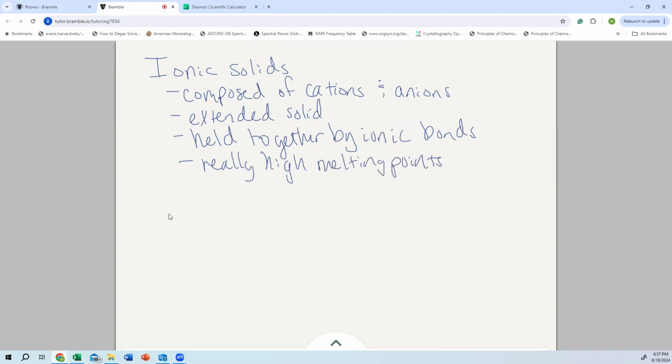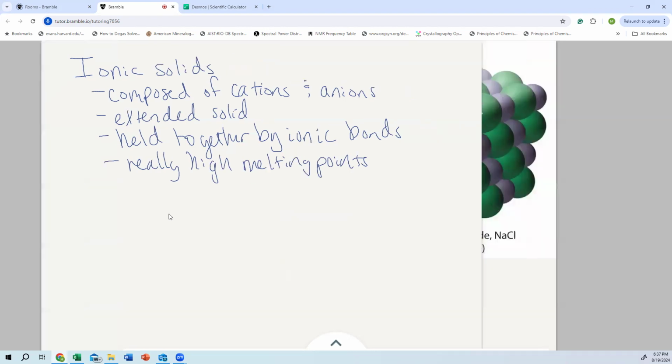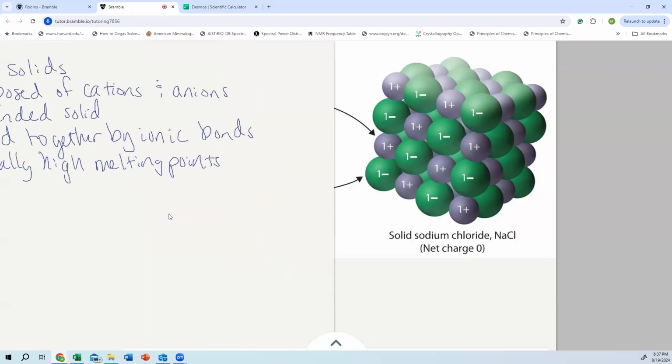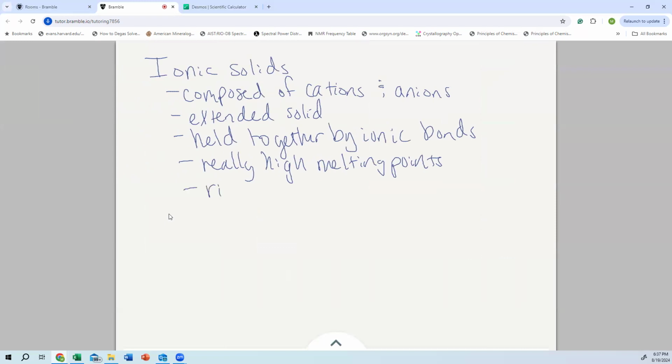However, unlike our metallic solid, where our atoms themselves are able to move past one another, here we've got a solid where we have cations surrounded by anions, anions surrounded by cations, and if we shift any of those ions at all, we end up with repulsion. So this is a very rigid structure. It does not have the ability to bend like a metal will.